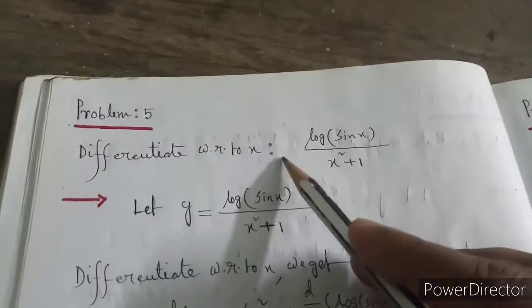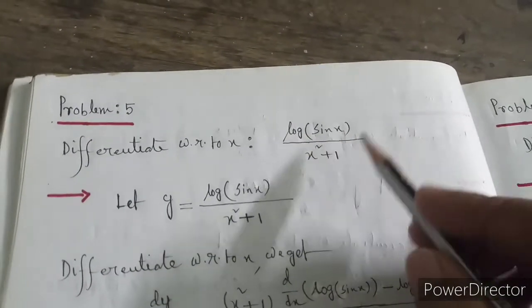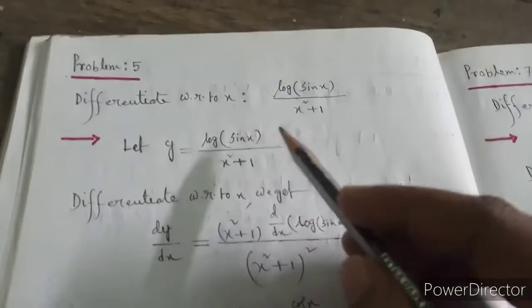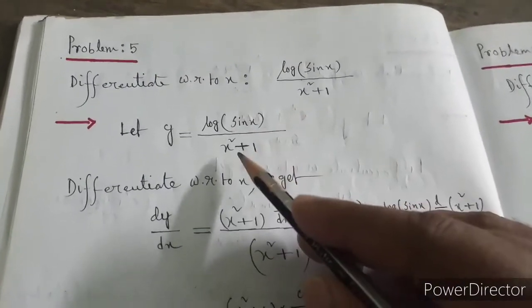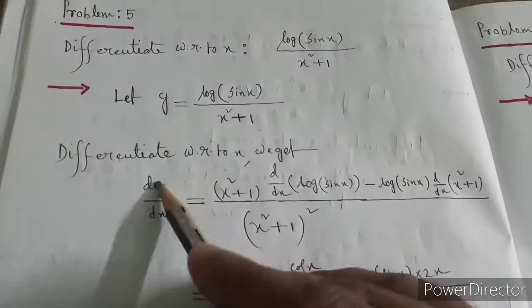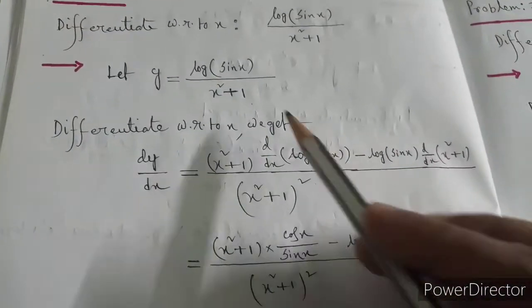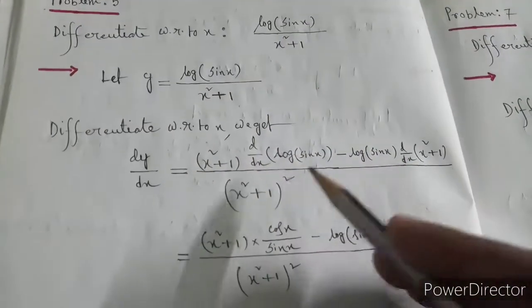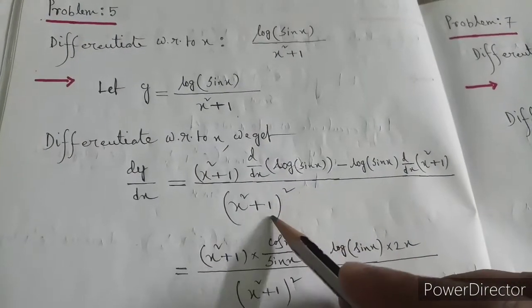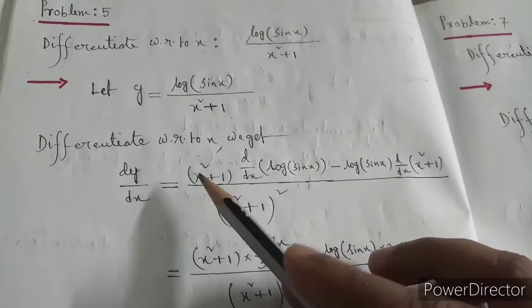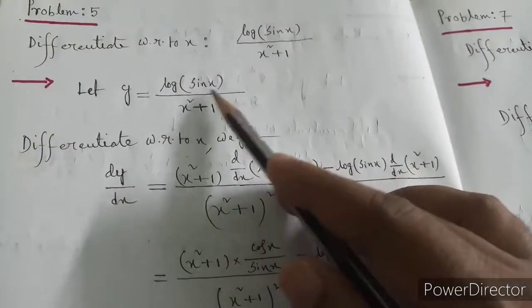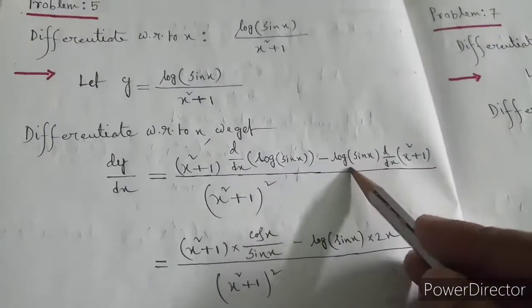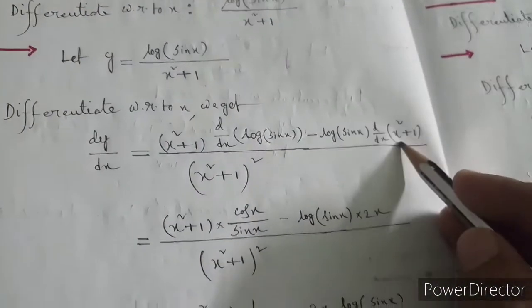Differentiate with respect to x log sin x by x square plus 1. How to solve it? So let y equals log sin x by x square plus 1. Differentiating with respect to x, we use the u by v rule. So it is u by v, so v square, that means x square plus 1 whole square. So x square plus 1 is the constant, derivative of log sin x, minus log sin x is constant, derivative of x square plus 1.